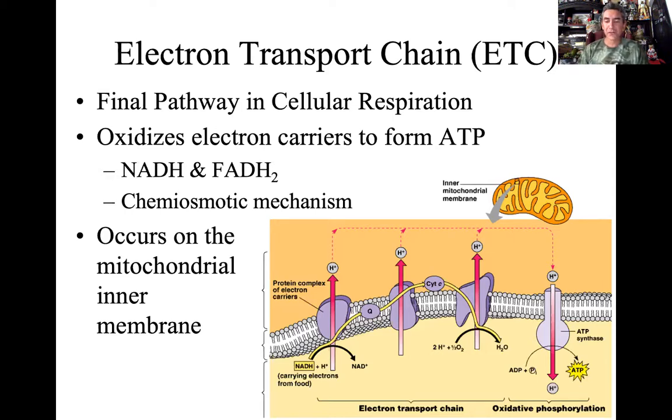So let's start off first with the physical location. Where does the electron transport chain happen? So it occurs on the mitochondrial inner membrane, or the inner mitochondrial membrane.